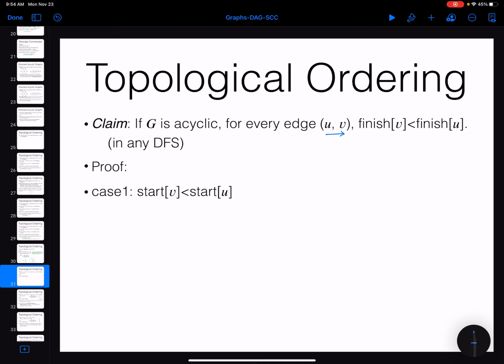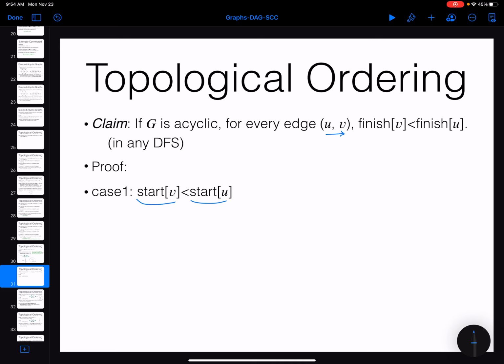Okay, so either V will be visited through some other node completely before U, or V will be visited because of U. So I have two different cases. The first case is that the start time of V is before the start time of U. If the start time of V is before the start time of U, we know that definitely the finish time of V will be smaller than the finish time of U.